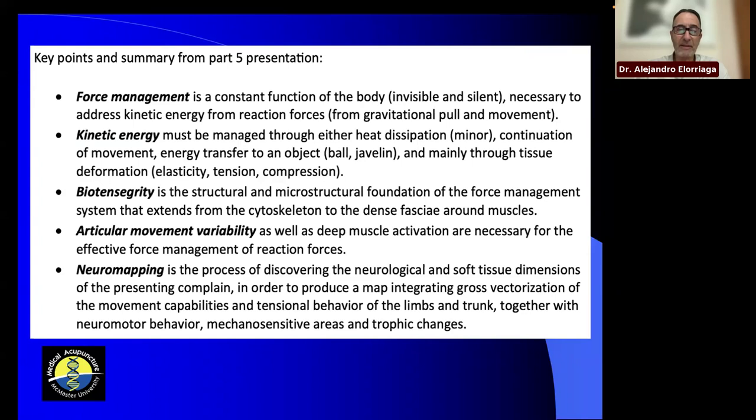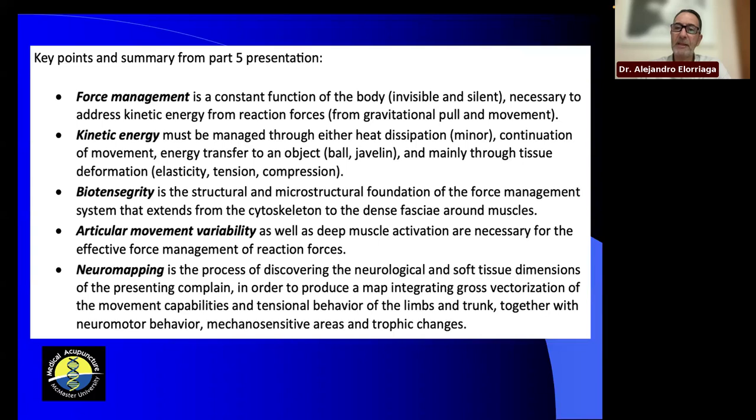And because it's an invisible and silent function, but is inescapable, as the body is under miscellaneous forces, particularly gravitational pull and reaction forces from movement, and the kinetic energy generated by these forces needs to be dissipated, as it cannot be destroyed, and is dissipated in the form of heat. That's a minor way of getting rid of kinetic energy. Continuation of movement, follow through, that is more important. Transfer energy to an object, that is very important. Tennis ball, golf ball, javelin.